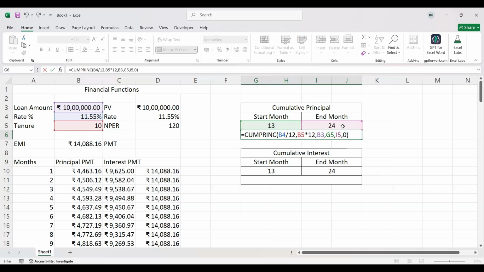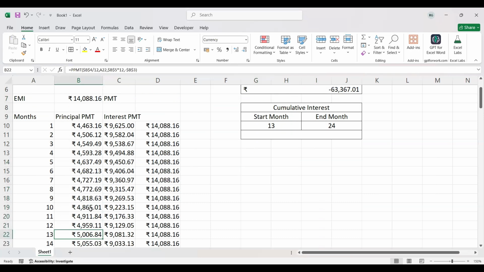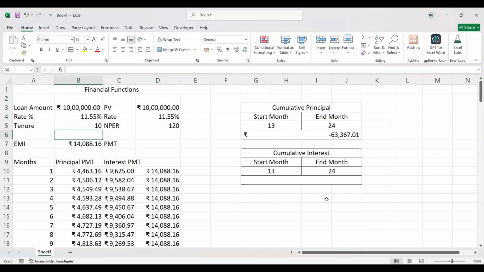So first I have taken the rate divided by 12, then I have taken the tenure into 12 because it's of course in years. Then I have taken the PV, present value, which is non-negative now, and then start and end month. So here I got something like 63,367, and that's what we have checked over here also. If you check between 13 to 24, here you can see the sum 63,367.0. And it's showing over here negative, that doesn't matter.